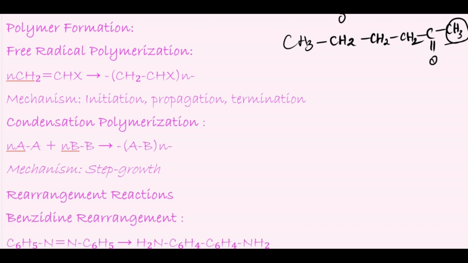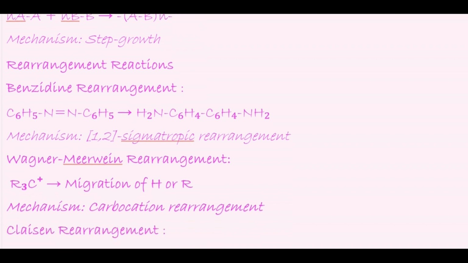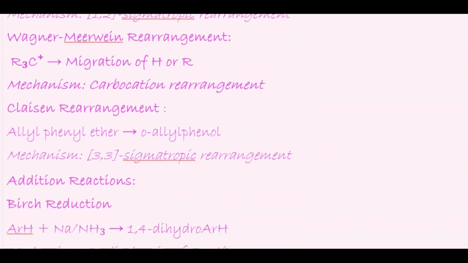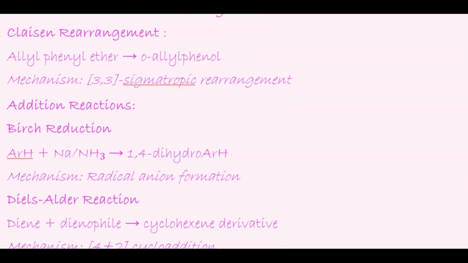And polymers, condensation polymer, note down some examples: Buna-S, Buna-N, nylon 6,6. So please make a note of it. Among the rearrangement reactions, Claisen rearrangement is important. It goes from allyl phenyl ether to ortho-allyl phenol.